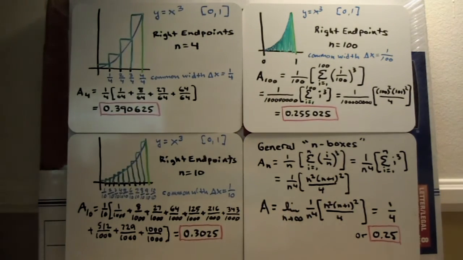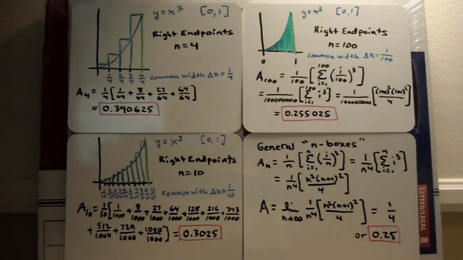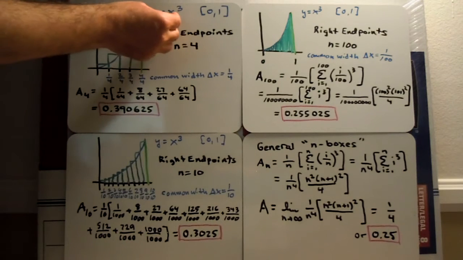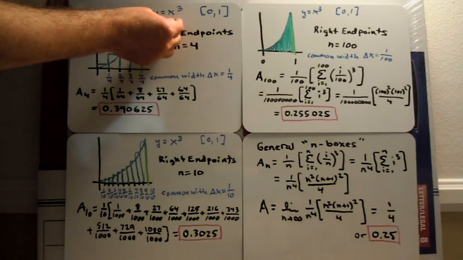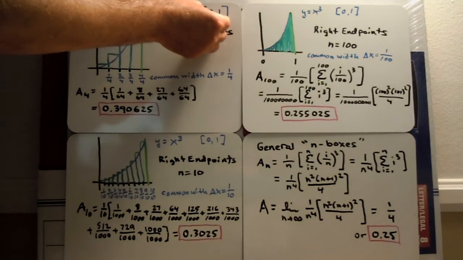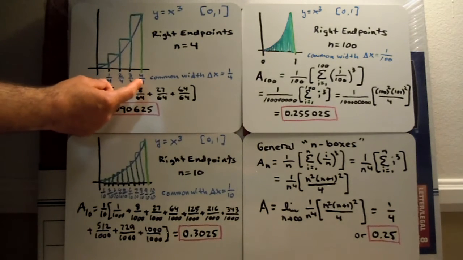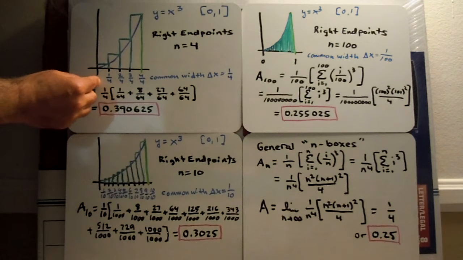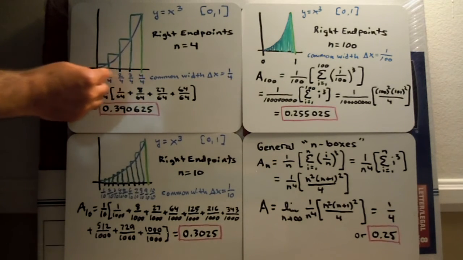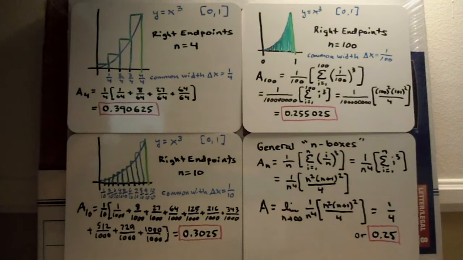Again, the purpose of a Riemann sum is to get the estimate of an area under a curve. And so if we're going to estimate the area under the curve y equals x to the third over the interval 0 to 1, we could get an estimate by breaking up the interval into equal pieces called a partition.